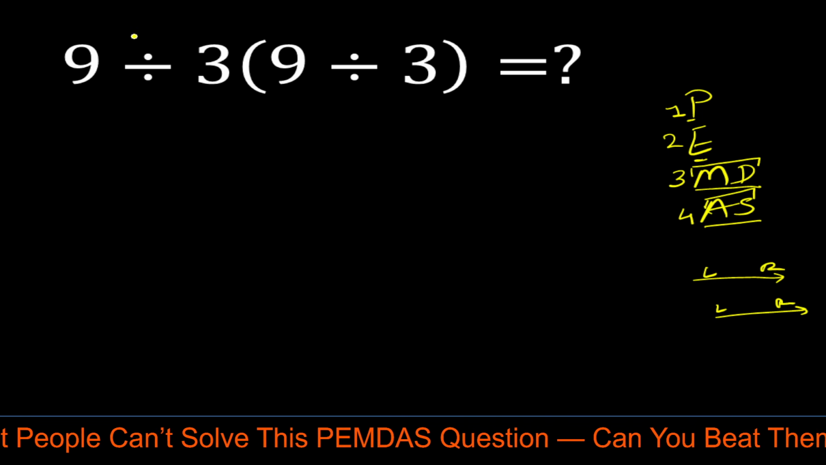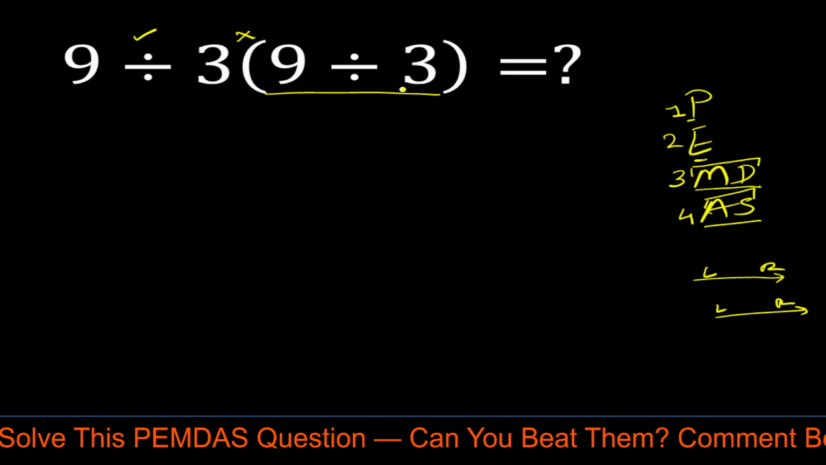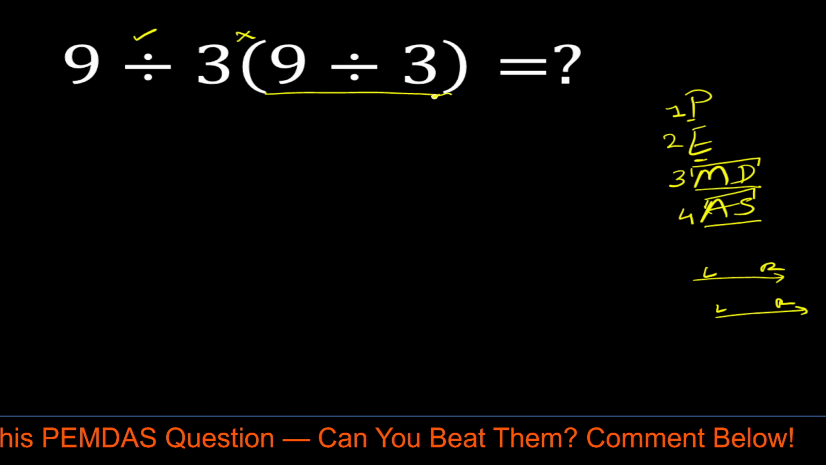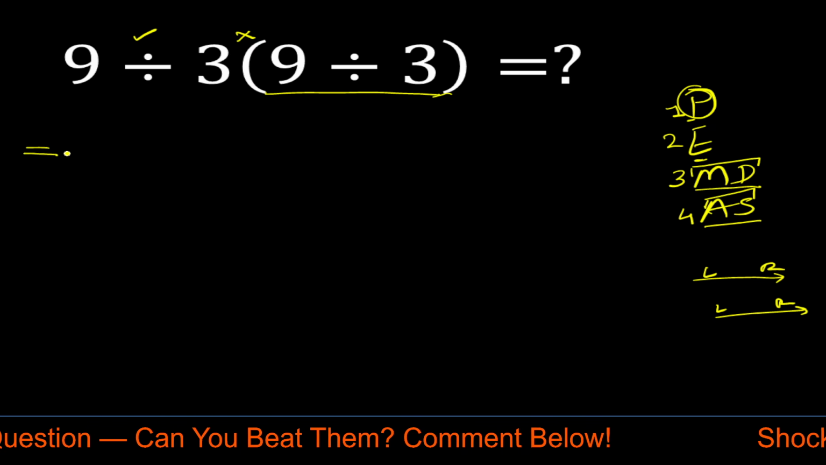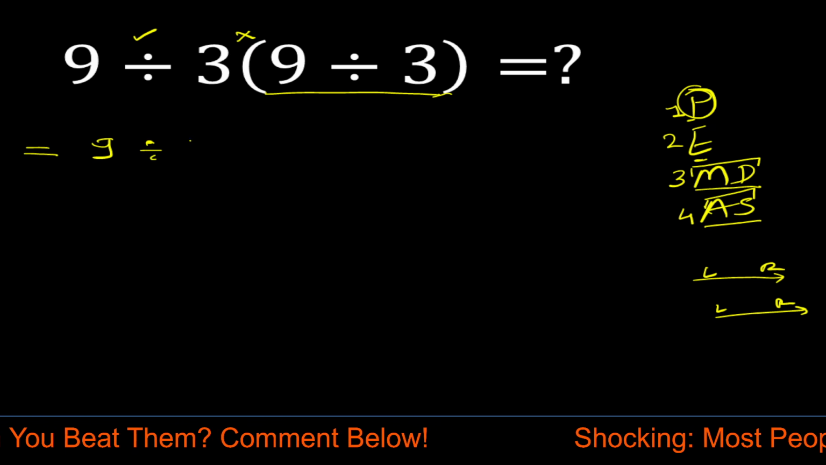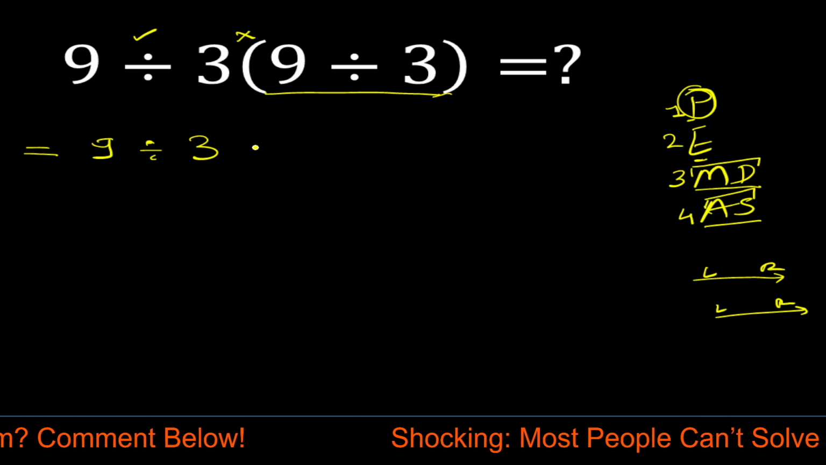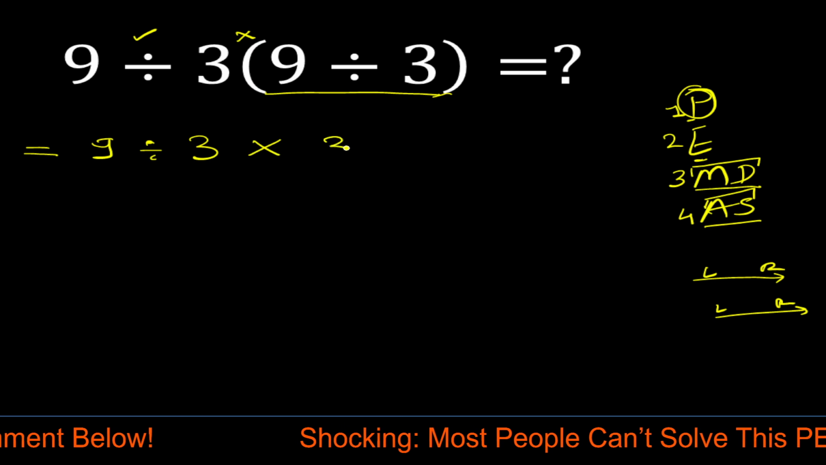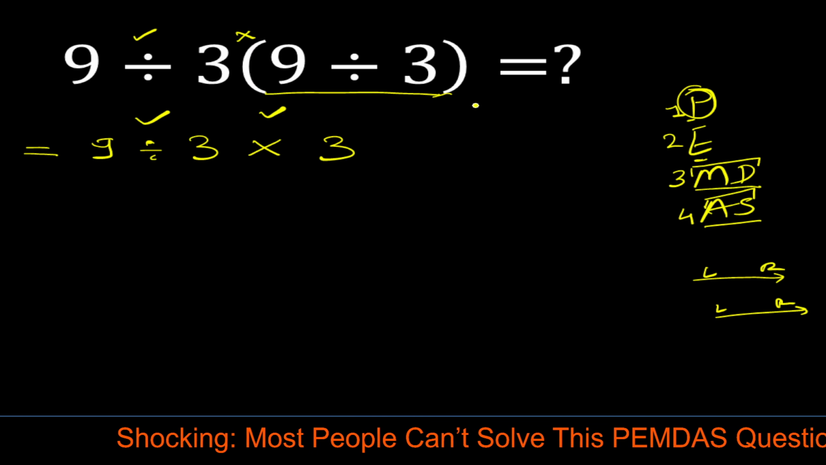So in this question, here we have one division, here multiplication, and here we have one parenthesis, right? So according to the PEMDAS rule, first we have to solve the parenthesis. So now 9 divided by 3. Now solve this parenthesis. 9 divided by 3 is equal to 3. So times 3. Now here we have one division and here multiplication.